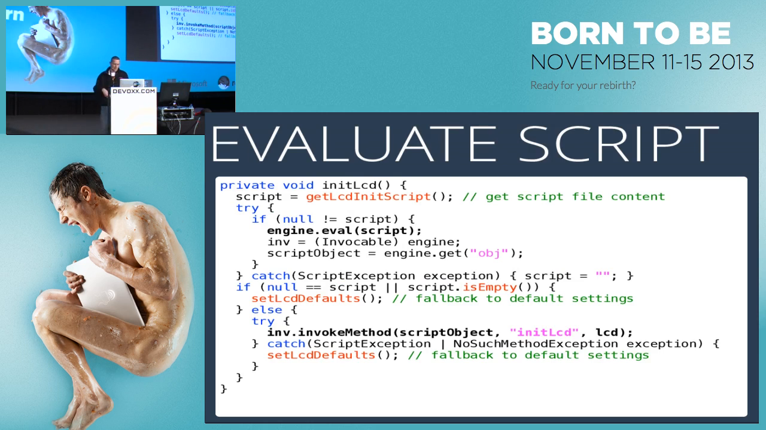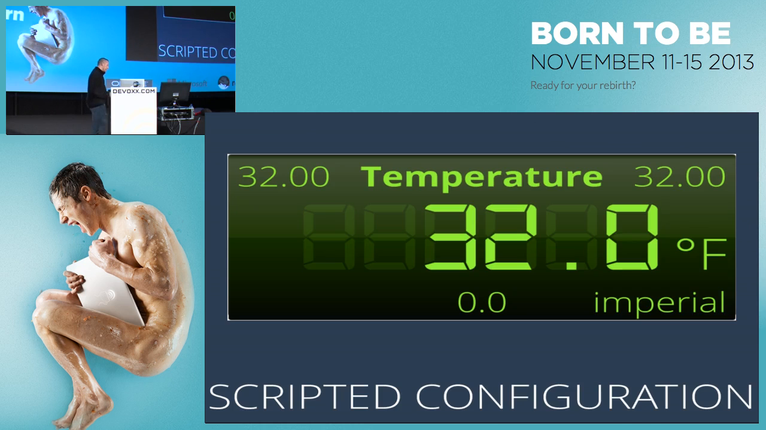And you need some fallback mechanism that if the script is not valid or if it's empty, then it will just call the set LCD defaults method that we saw before. So that means that it doesn't crash. But in principle, if it's valid, it will just evaluate the script code and execute it. It will be interpreted by the Nashorn JavaScript engine. Well, and the result is then this. So that means now we have the possibility to create a scripted configuration, or initialization in this case, I have to say.